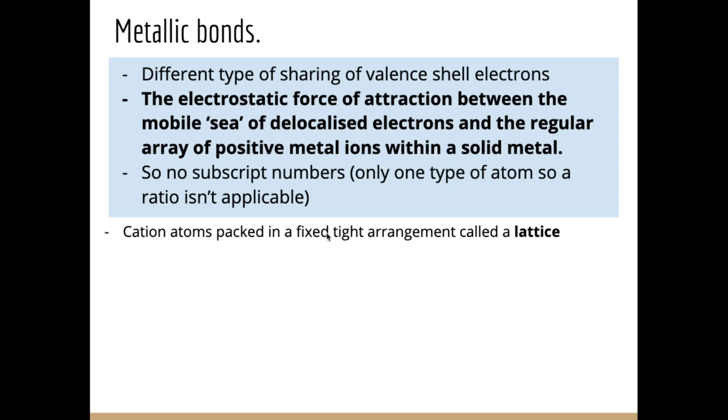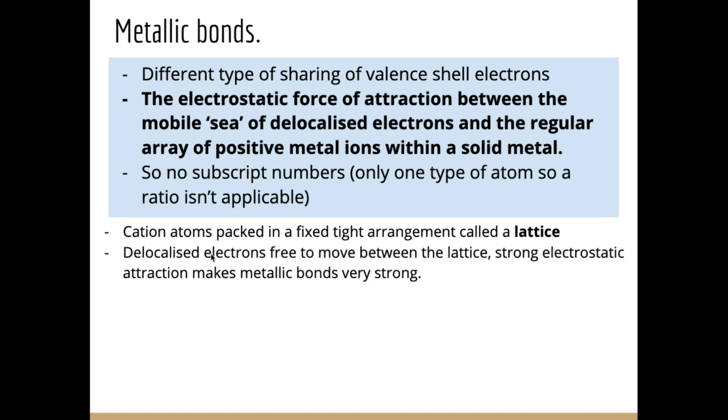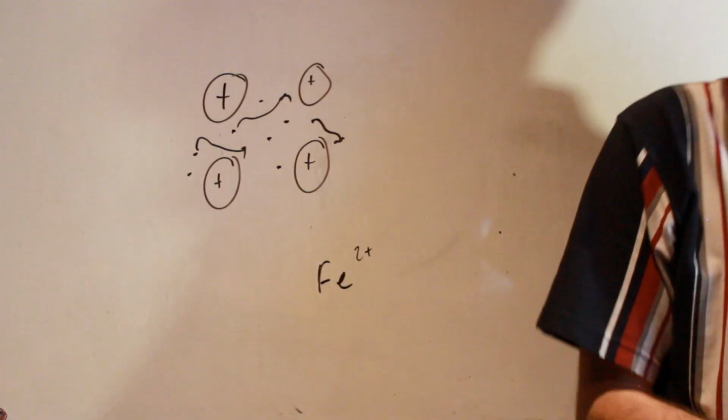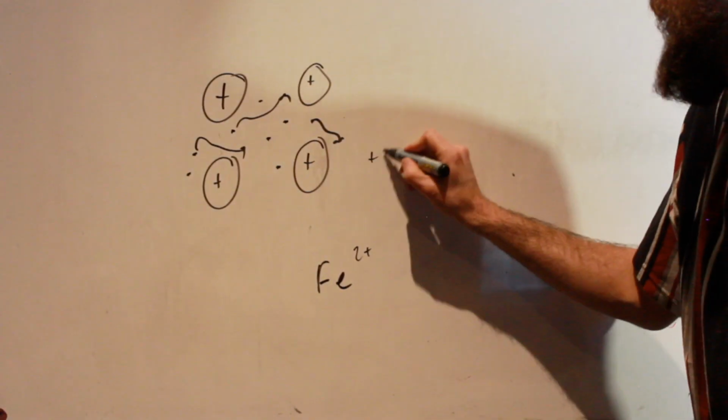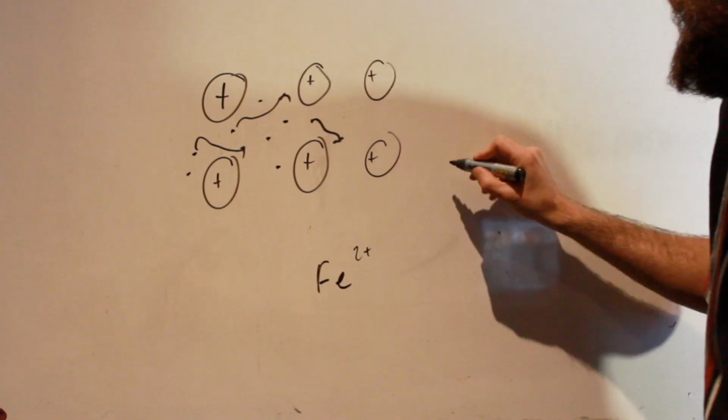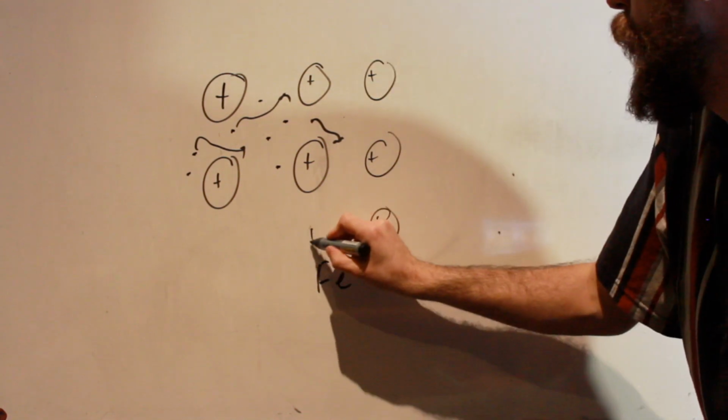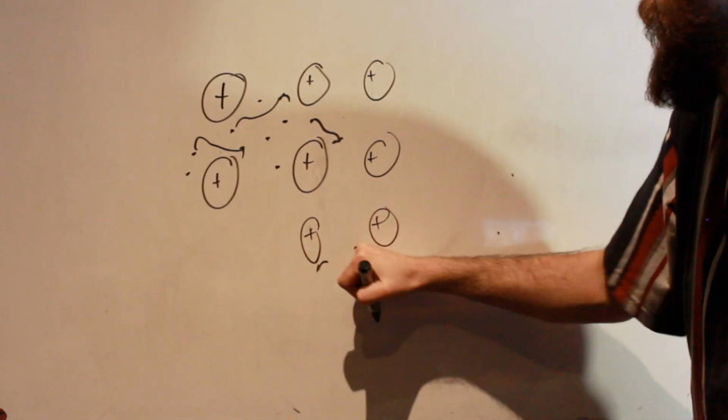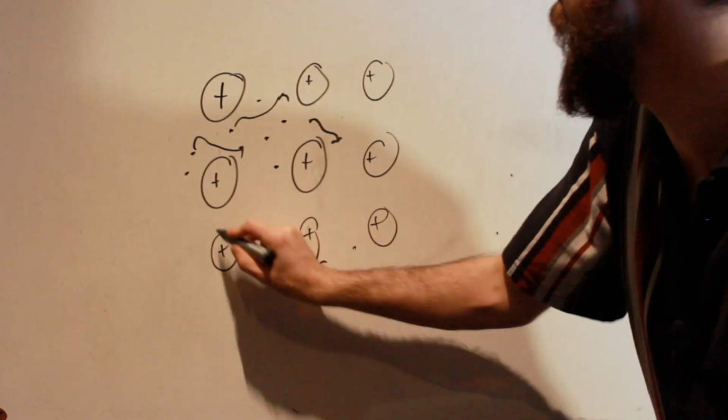So cation atoms are packed in a fixed tight arrangement called a lattice. The delocalized electrons are free to move between the lattice, and we get a strong electrostatic attraction, which makes metallic bonds very strong. So if I just go on my diagram a bit more, let's include this, a lattice fixed in 3-dimensional space, ordered like so. I mean, my diagram's not that ordered, but you've got to imagine these are all lining up.